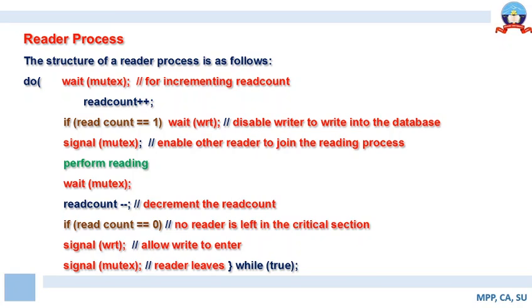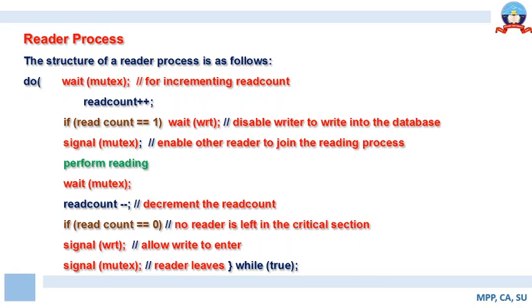So perform reading. Then I need to execute a wait on mutex, right? So what does wait do? Wait will decrement the value of mutex, right? So here, if a reader wants to leave, I need to allow an operation on the read count. In order to facilitate that, I need to implement wait on mutex.